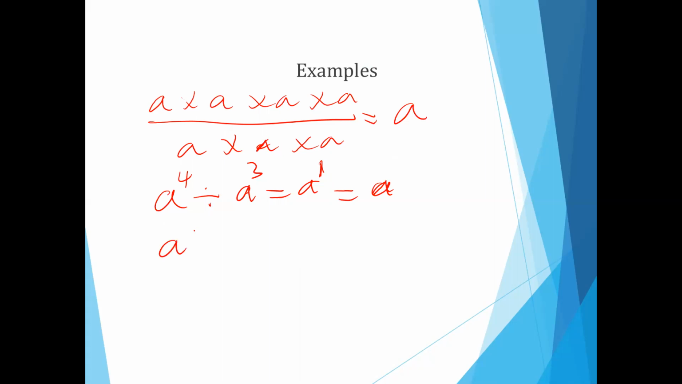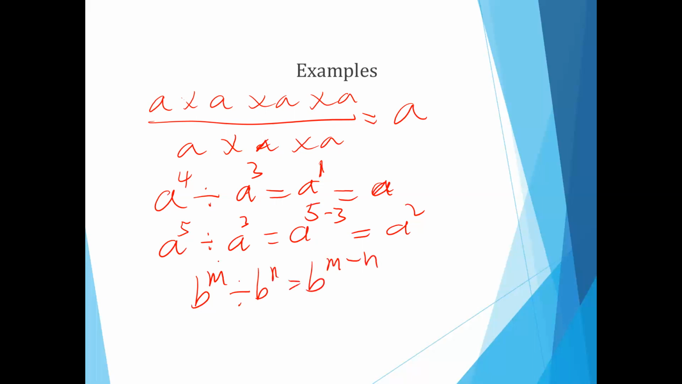Okay, so you can see that anytime we have something like a raised to the power 5 divided by a raised to the power 3, then we shall get a raised to the power 5 minus 3, and that will give us a squared. And so in general, b raised to the power m divided by b raised to the power n will be b raised to the power m minus n. And this is the second law of indices from this example that we have just established.